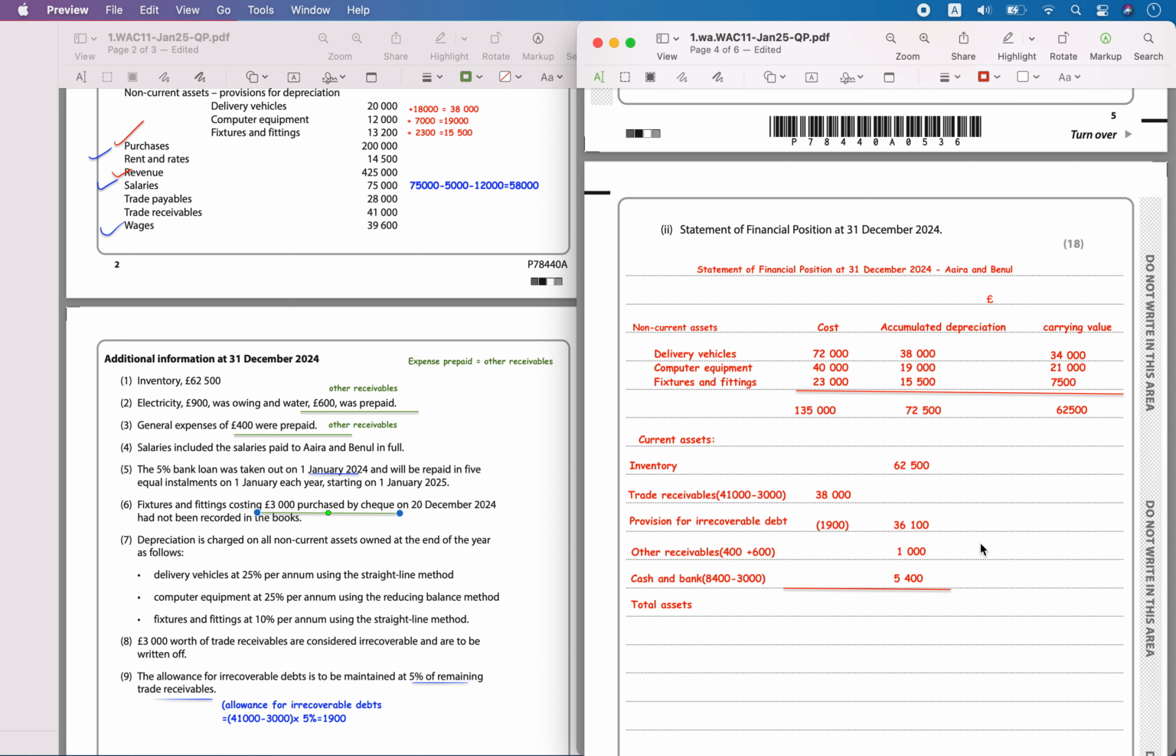Okay. So 62,500 plus 36,100 plus 1,000 plus 5,400. So the total is 105,000. That's the total.